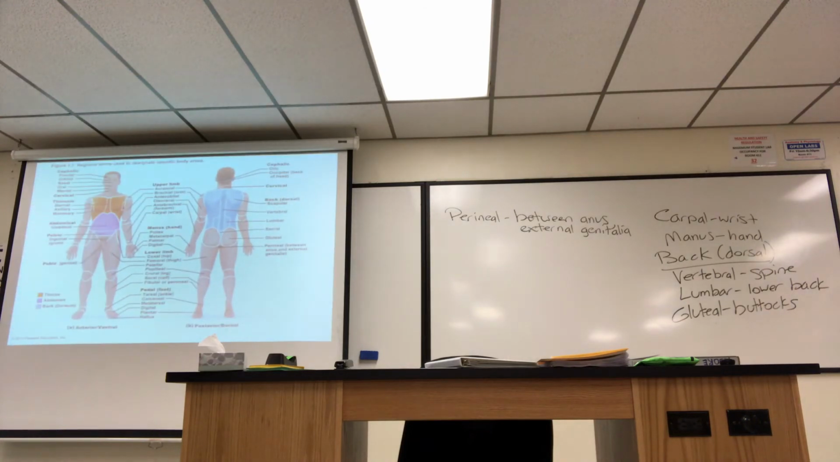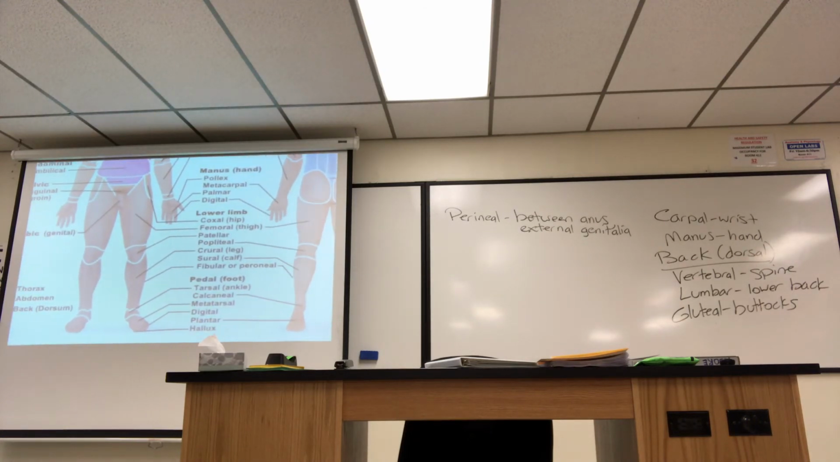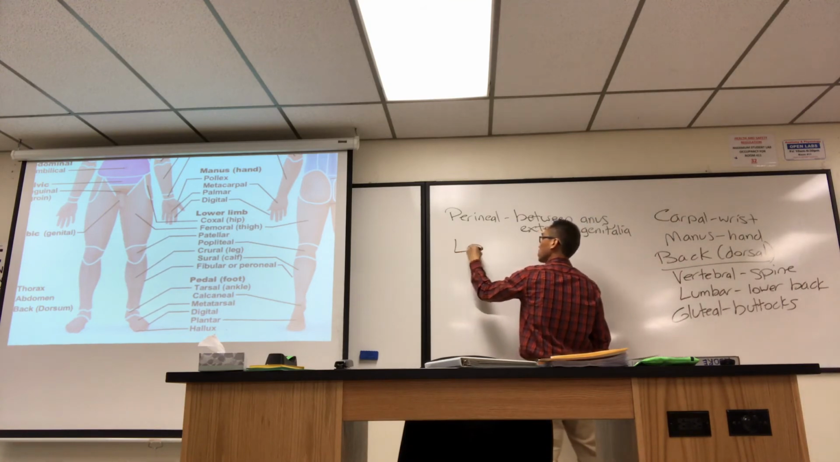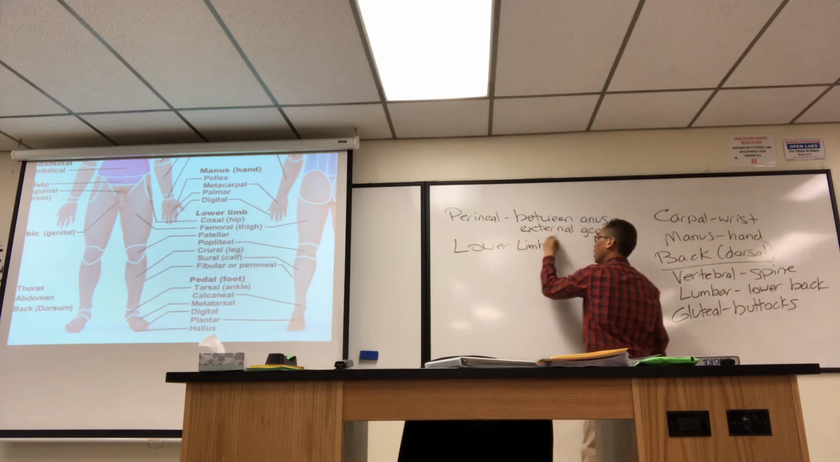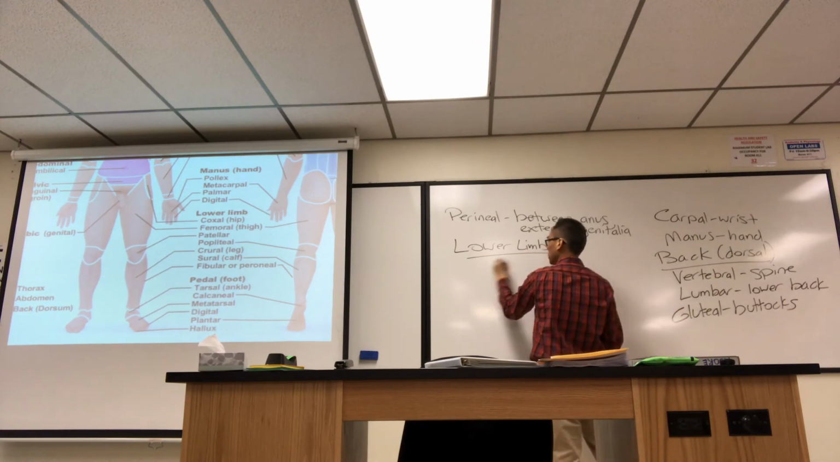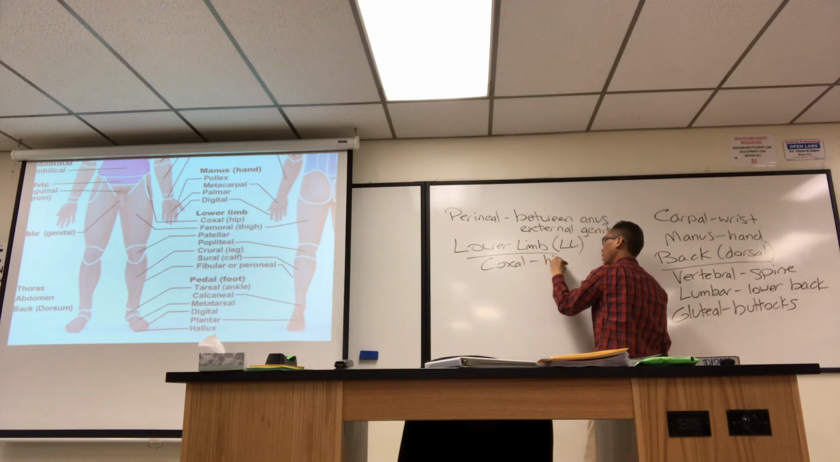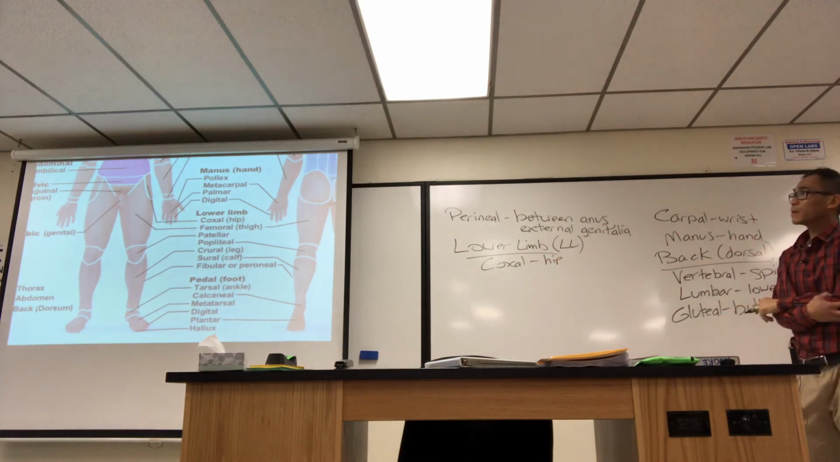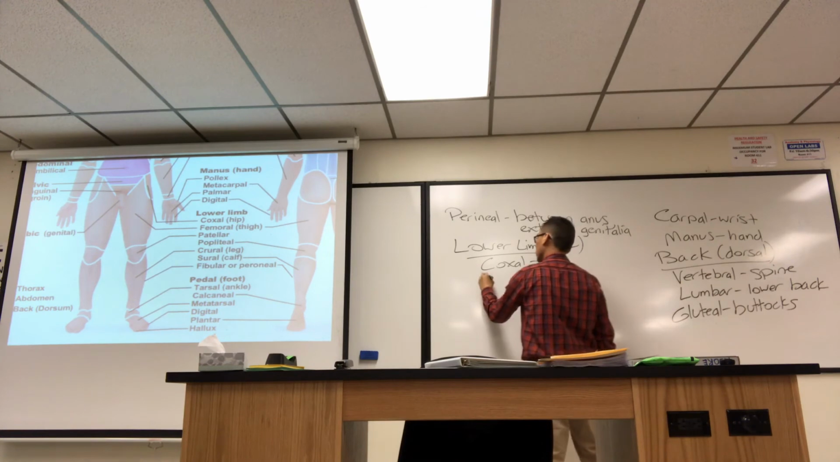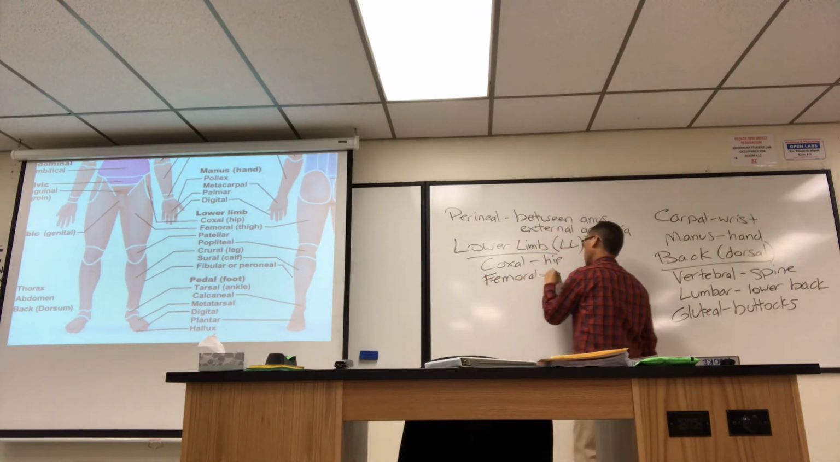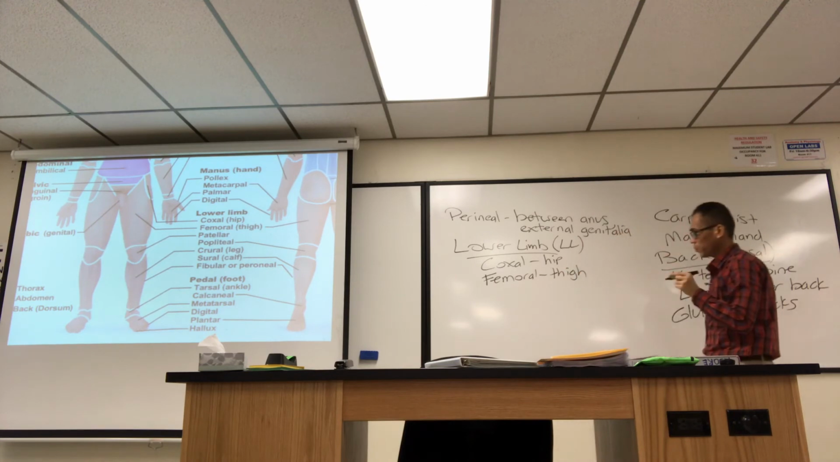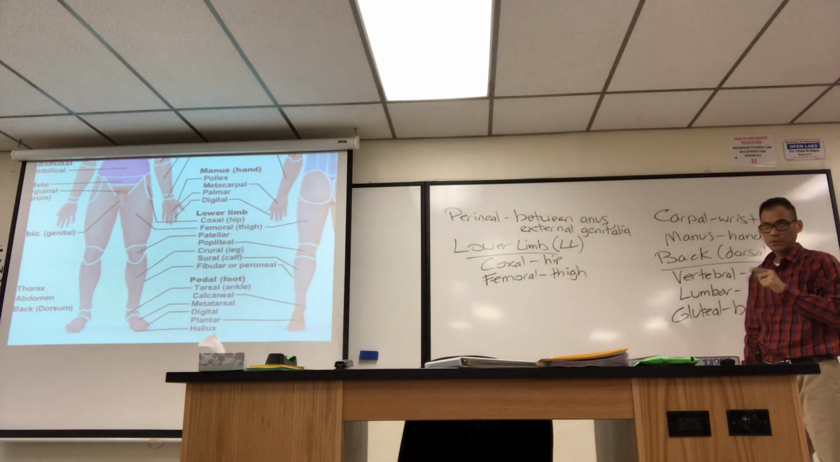Let's talk about the lower limb. Looking at the front, you know, when you put your hands on your hips like that, the hip is called the coxal region in anatomy. So let's do lower limb, or LL, coxal, hip. And then you have the thigh, or the femoral region. Now the thigh is the region between the hip joint and the knee joint, the region between hip and knee.